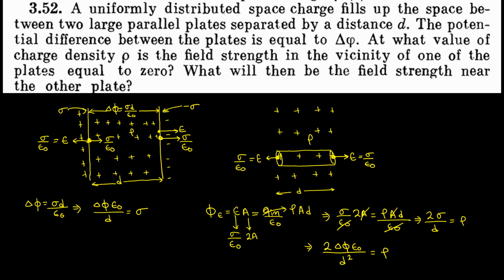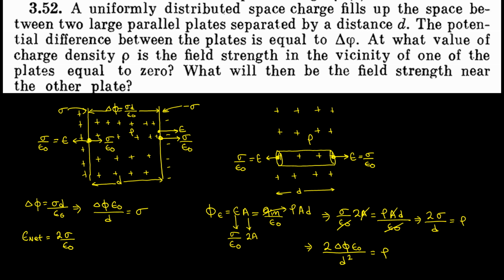The next part of the question is asking what is the electric field at the other plate. The net electric field at the other plate is nothing but E plus sigma by epsilon naught, and the value of E itself is sigma by epsilon naught. So the net electric field at the other plate is E net equal to 2 into sigma by epsilon naught. Problem is instead of writing the electric field in terms of sigma, I have to write it in terms of rho. So what is the relation between sigma and rho? 2 sigma by d is equal to rho.